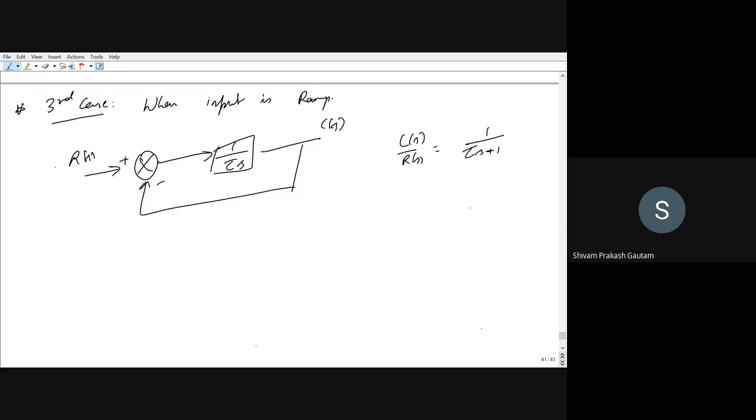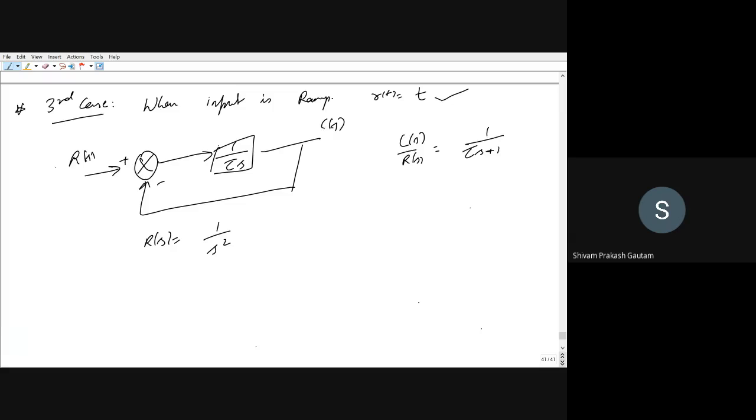Now, in this case, R of S will be equal to 1 upon S square, because input, that is R(t), will be equal to t square by 2. This is for ramp. Sorry, R(t) will be equal to not t square by 2, but R(t) will be equal to t. We have seen this ramp. Yes or no? Yes, sir.